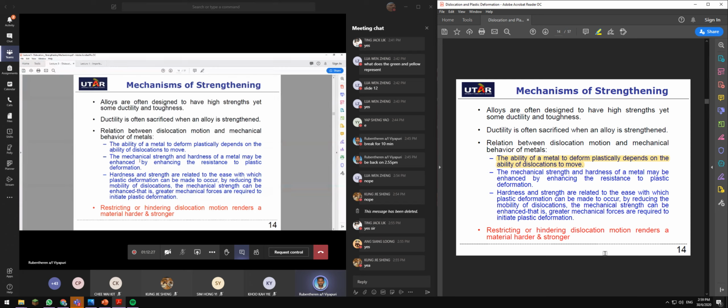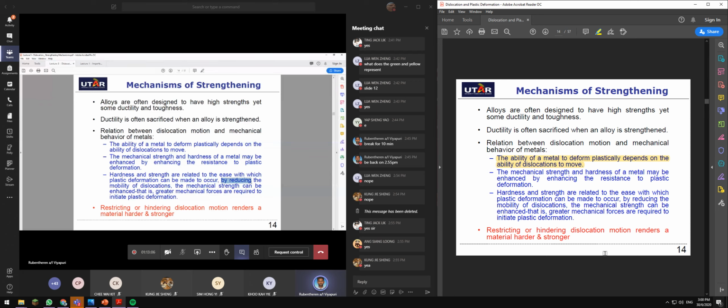Okay, you have a problem here, right? The mechanical strength and hardness of a metal may be enhanced by enhancing the resistance to plastic deformation. If you could resist plastic deformation, automatically the mechanical strength and hardness of a metal can be enhanced. Hardness and strength are related to the ease with which plastic deformation can be made to occur.